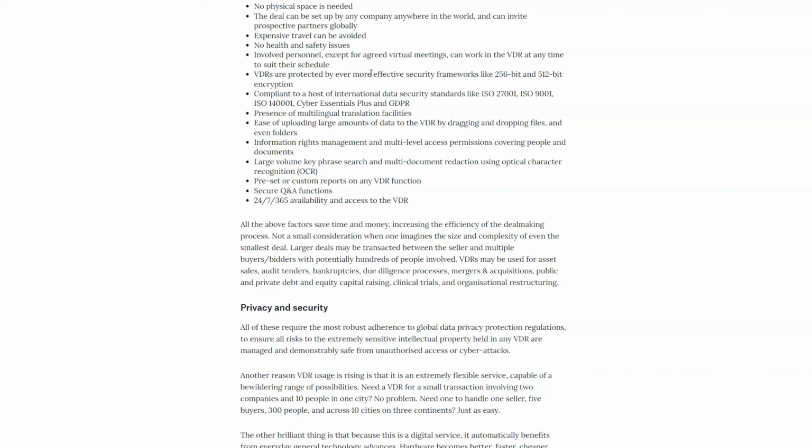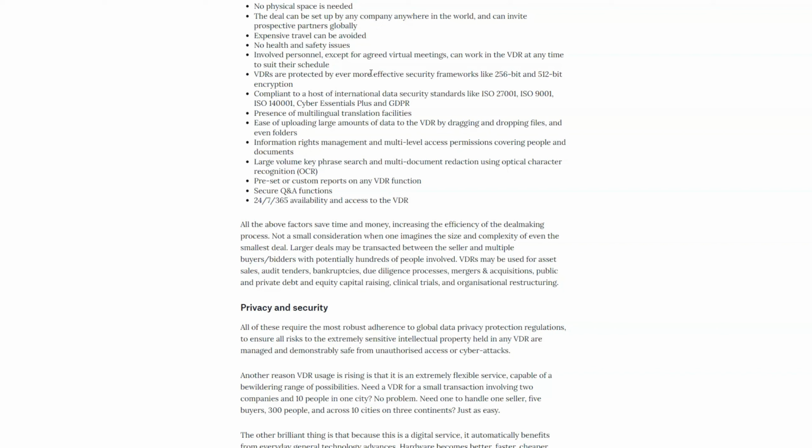No physical space is needed. The deal can be set up by any company anywhere in the world and can invite prospective partners globally. Expensive travel can be avoided, with no health and safety issues involved. Personal expenses are avoided, and parties in virtual meetings can work in the VDR at any time to suit their schedule.